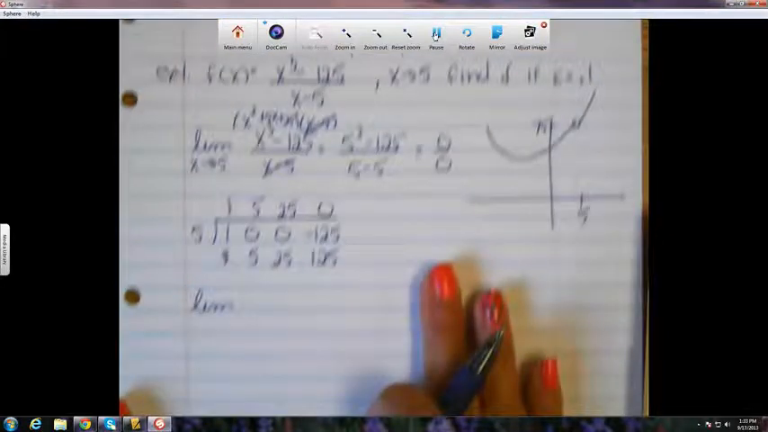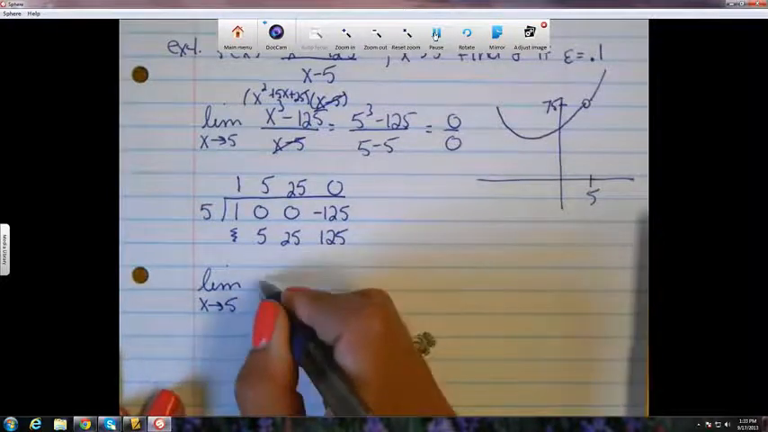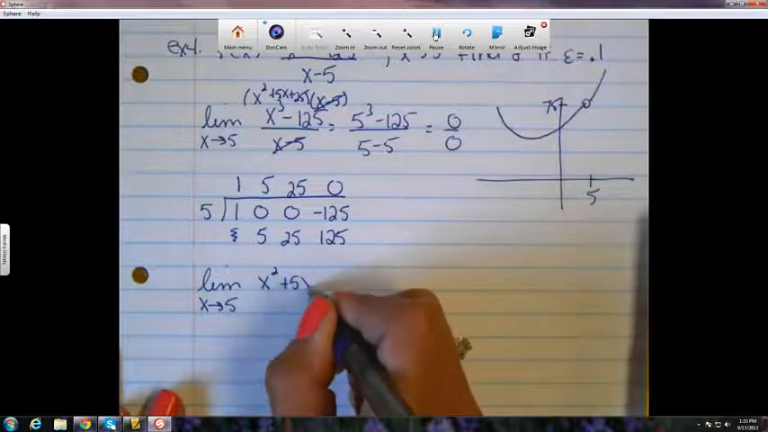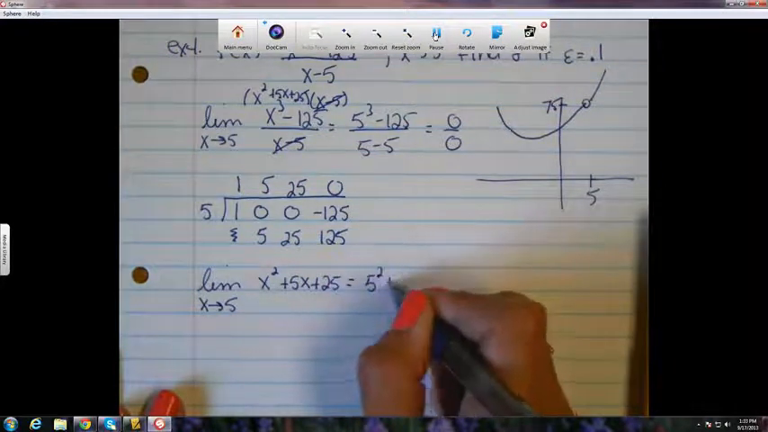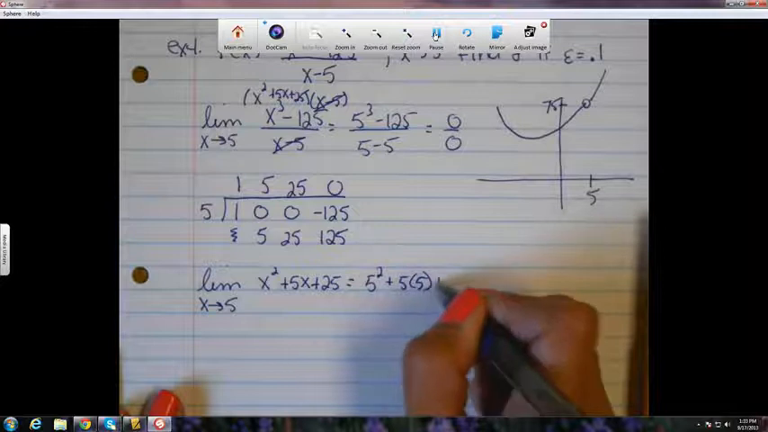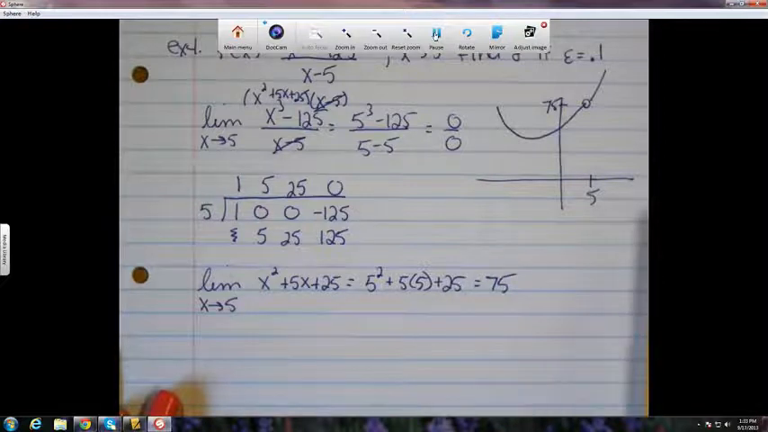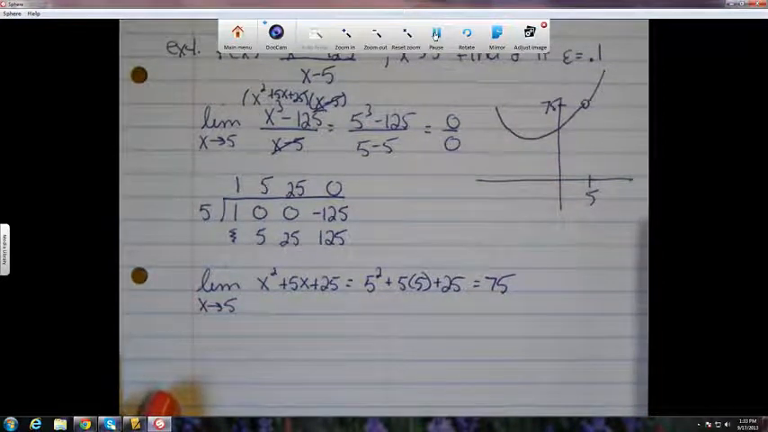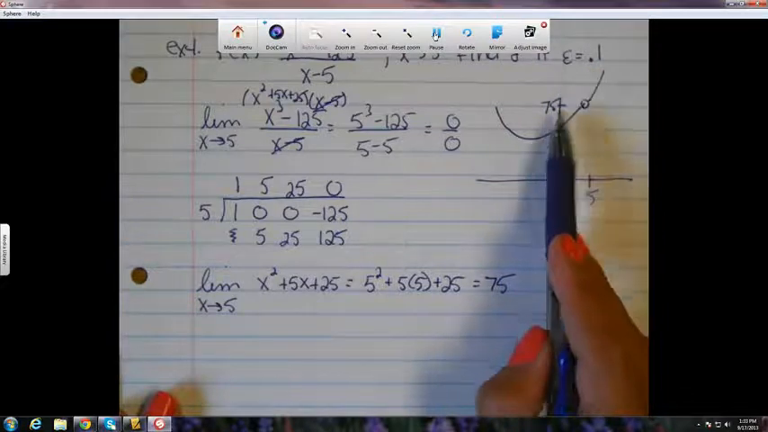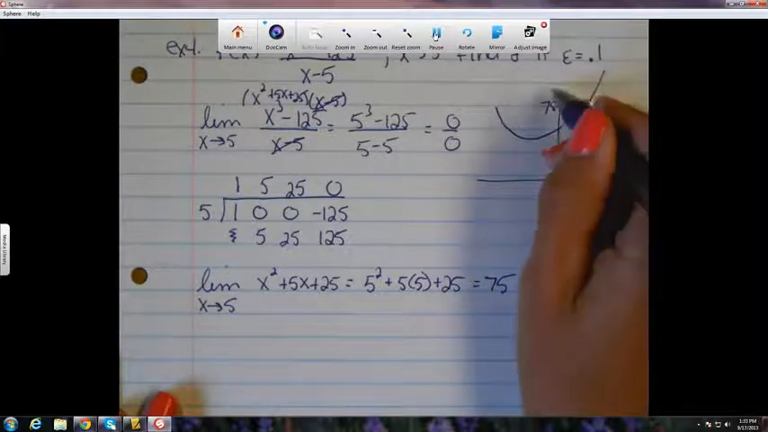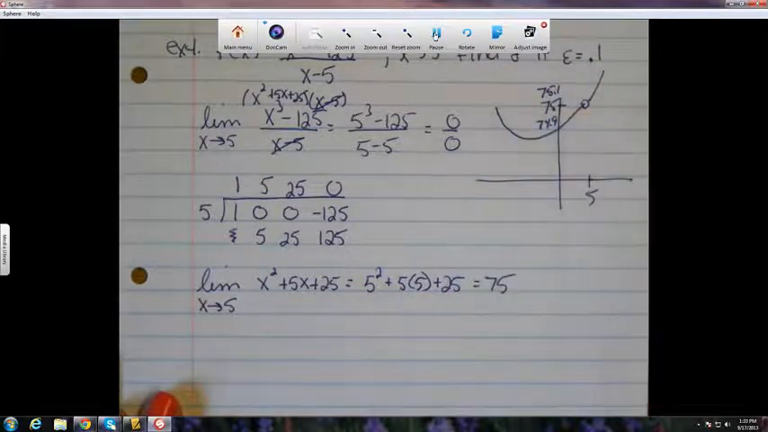Oh, I think I checked. The limit as x approaches 5 of x squared plus 5x plus 25. Substituting in the 5 squared, 5 times 5, plus 25, looks like 75. Okay, so now our whole goal was to find delta in this problem. That's your triple inequality, and we're going to go 0.1 away from the 75. So that means we're going to go to 75.1 and 74.9. So there's our triple inequality boundaries.